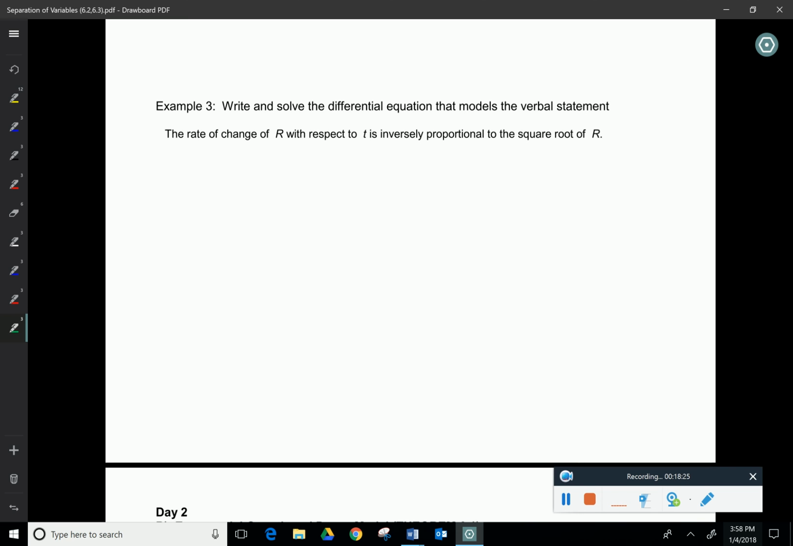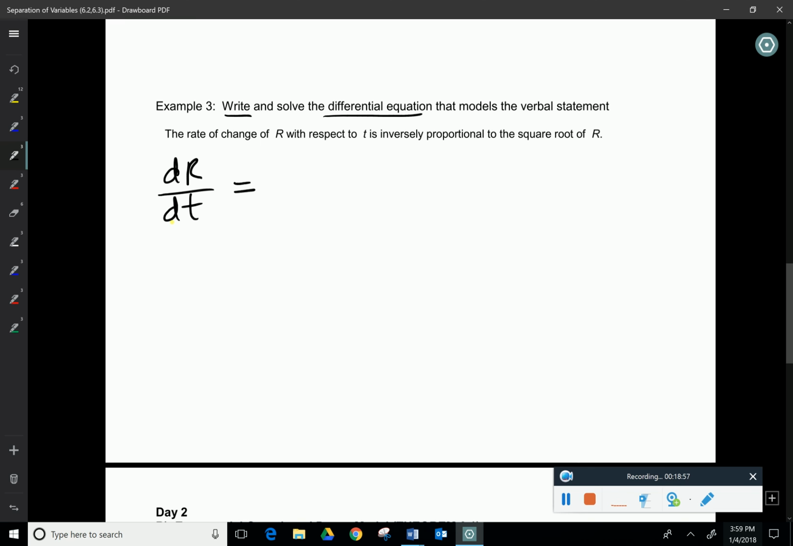And a lot of times this is kind of more of a multiple choice example. So basically it says write and solve the differential equation. So first I have to write a differential equation, meaning a derivative equation, and then they want me to solve it, meaning integrate both sides. That models the verbal statement. The rate of change of r with respect to t is inversely proportional to the square root of r.